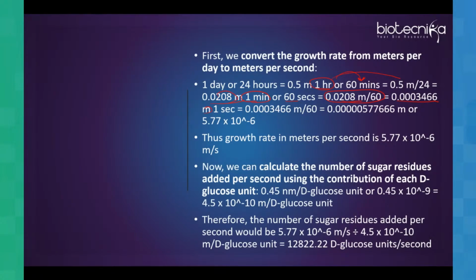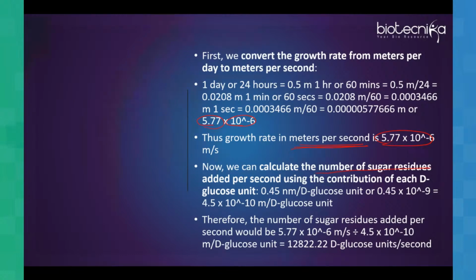Now 1 minute means 60 seconds. So in 60 seconds if you are getting this much meter growth, that means in 1 second you will be getting this divided by 60. So that is this much meter. If you convert it into proper form, not with so many decimal points, you will get 5.77 into 10 to the power minus 6. So this is our growth rate per second. It's a very easy question actually.